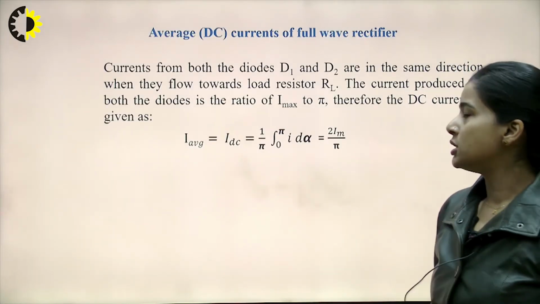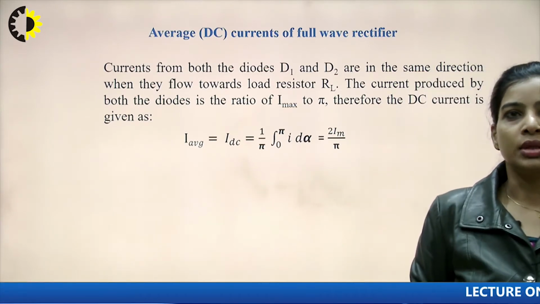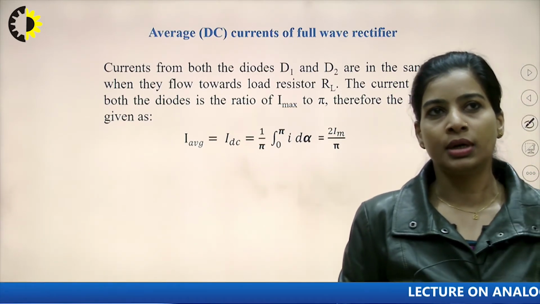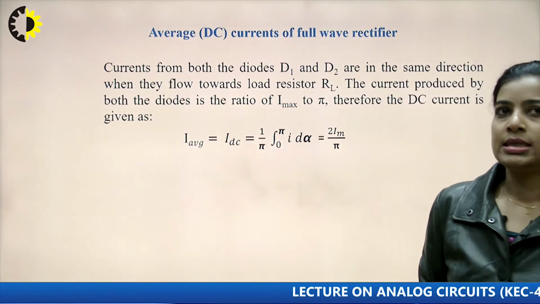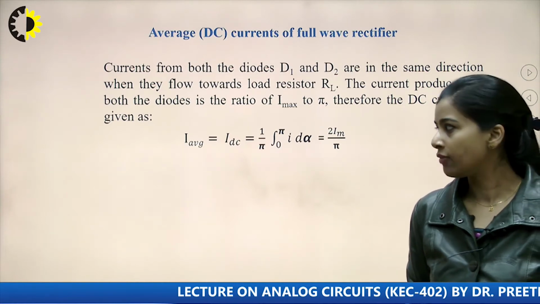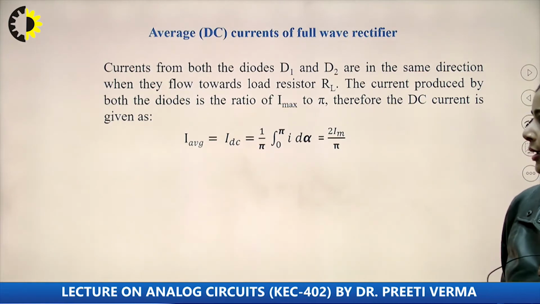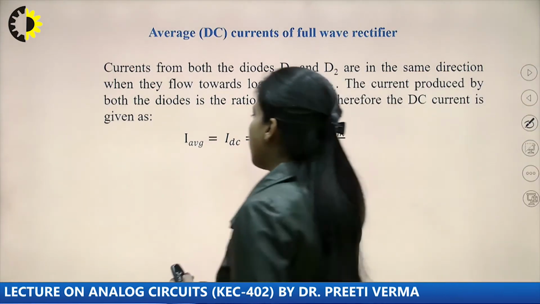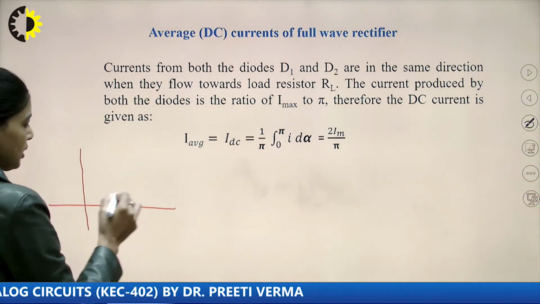Then the average DC current of the full wave rectifier. In the first lecture we derived it for the half wave rectifier. The DC current that we are getting in the full wave rectifier is 2 Im upon pi. So the output of the full wave rectifier is appearing for the complete cycle.